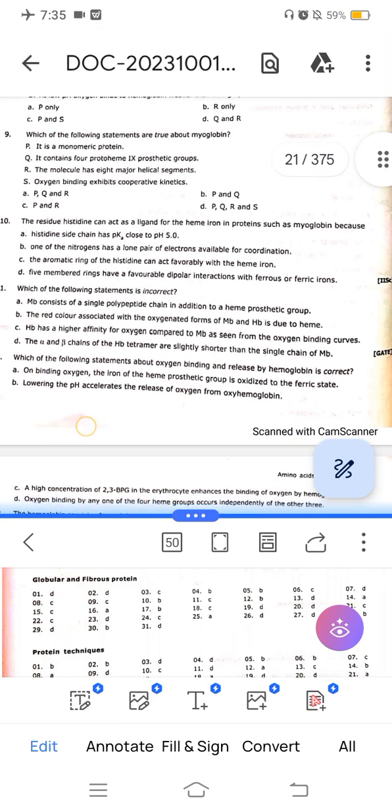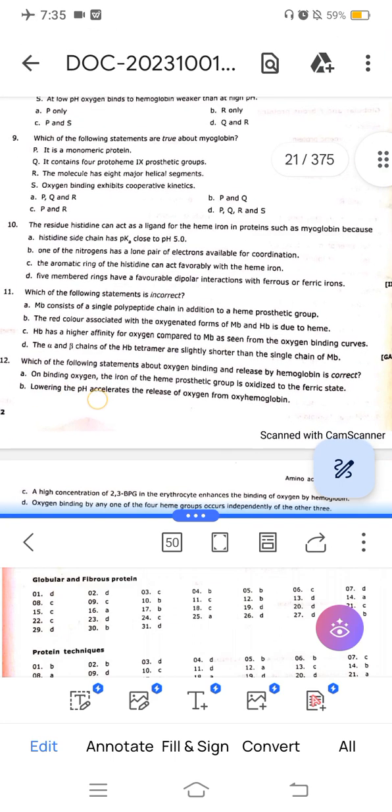Then which one of the following statements is incorrect? So we will be excluding that. 11. C is the incorrect one. So all others turn out to be correct. Mb consists of a single polypeptide chain in addition to a heme prosthetic group. The red color associated with the oxygenated forms of Mb and Hb is due to heme. And the alpha and beta chains of the Hb tetramer are slightly shorter than the single chain of Mb. But Hb has a higher affinity for oxygen compared to Mb as seen from the oxygen binding curves. That's not correct.